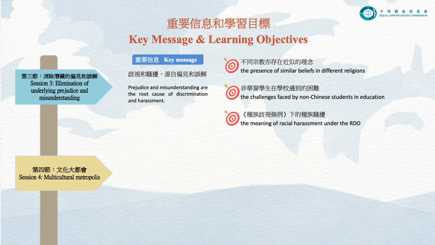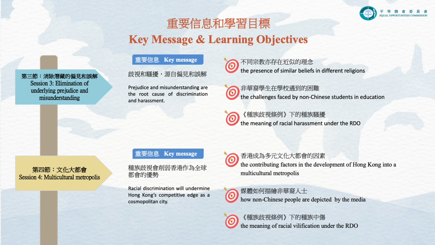In Session 4, we will talk about the contributing factors in the development of Hong Kong into a multicultural metropolis and how non-Chinese people are depicted by the media. Students will learn about racial stereotypes and racial vilification through the tutorial video.